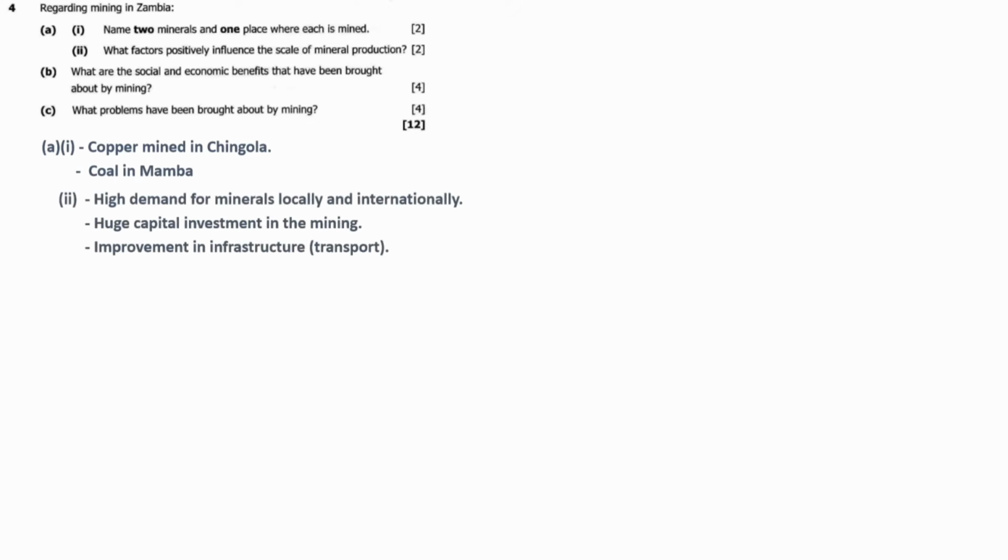Question number 4, regarding mining in Zambia. A I, name 2 minerals and one place where each is mined. So we can say copper is mined in Chingola and coal is mined in Maamba. And then II, what factors positively influence the scale of mineral production? So we can say high demand for minerals locally and internationally, huge capital investments in the mining sector, also the improvement in infrastructure, especially in transport.